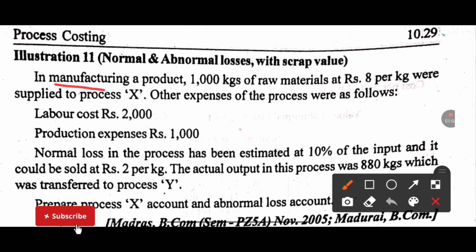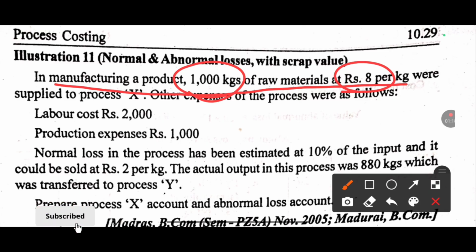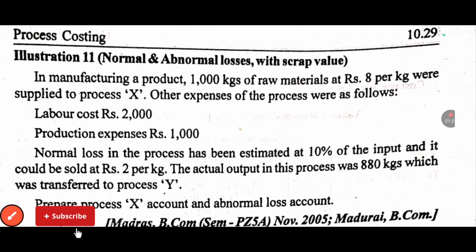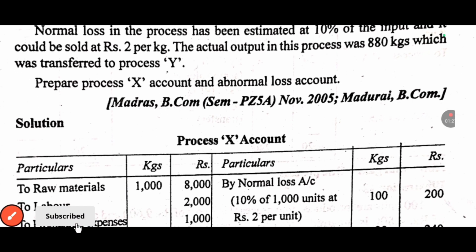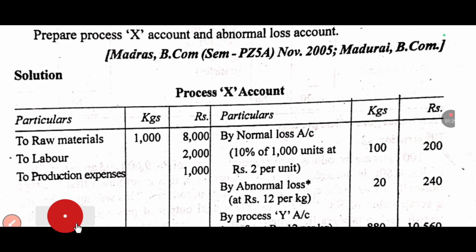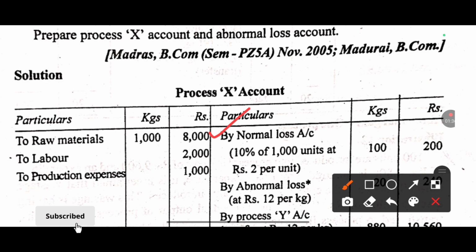In manufacturing a product, 1000 kilos of raw material at rupees 8 per kg. So the cost per kilo is 8 rupees. How much for 1000 kgs? For that we need to find out the value of 1000 kg of raw material. We need to multiply 1000 kilos into 8 rupees. The value of raw material is 8000 rupees, so we enter 8000 rupees.